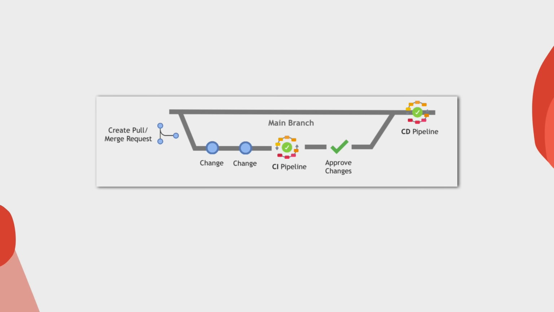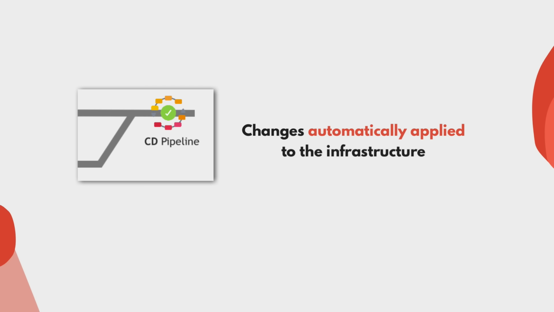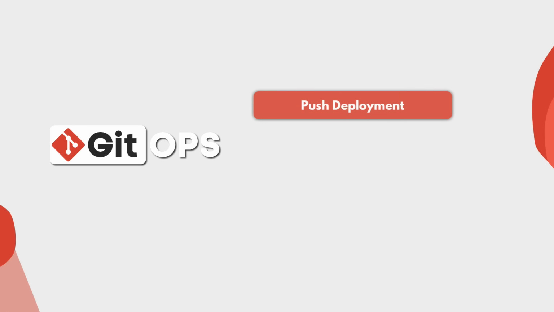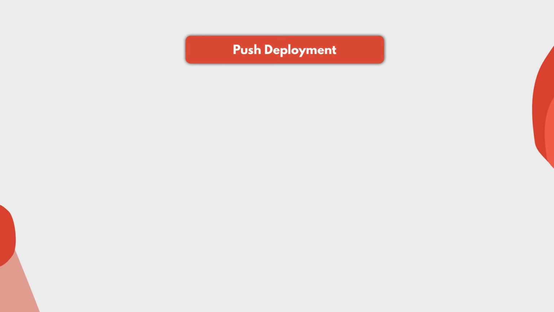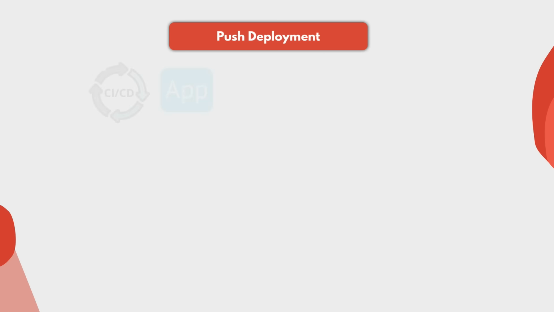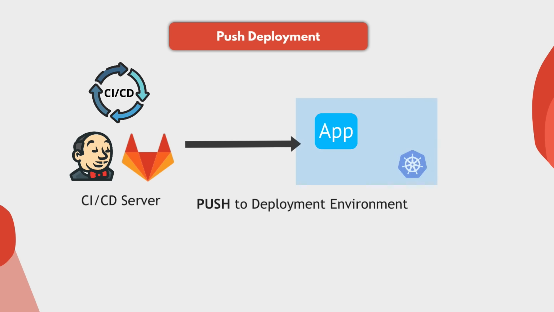Now we said that once merged into the main branch, the changes will be automatically applied to the infrastructure through a CD pipeline, right? In GitOps, we have two ways of applying these changes. These are push or pull-based deployments. Push-based deployments is what we traditionally know from the application pipeline on Jenkins or GitLab CI/CD, etc. Application is built and pipeline executes a command to deploy the new application version into the environment.